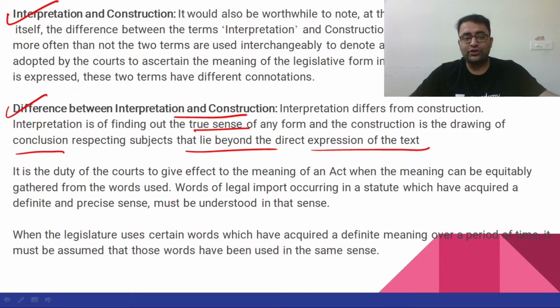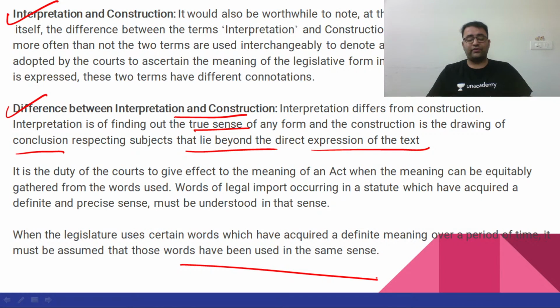It is the duty of the courts to give effect to the meaning of an act when the meaning can be equitably gathered from the words used. Words of legal import occurring in a statute which have acquired a definite and precise sense need to be understood in that sense. When the legislature uses certain words which have acquired a definite meaning over a period of time, it must be assumed that those words have been used in the same sense. So basically, custom of usage as well. If certain words have been used in a particular way over a period of time, then while deciding further, you can assume the words have been used in the same sense. That is what you mean by interpretation and construction.